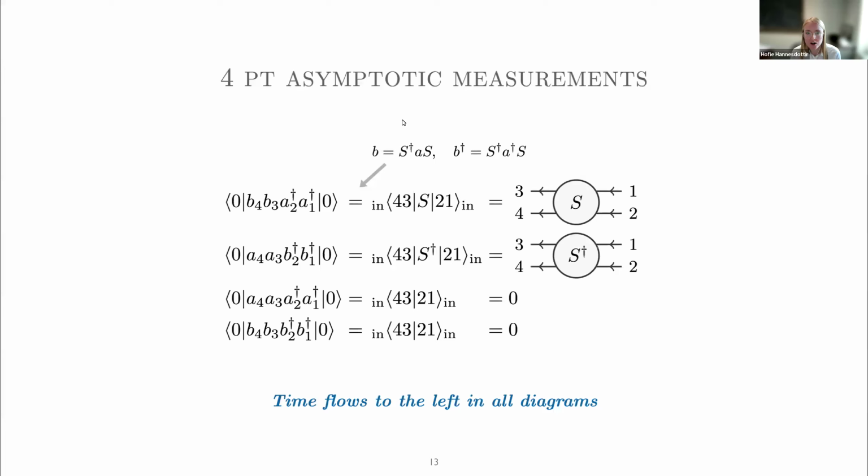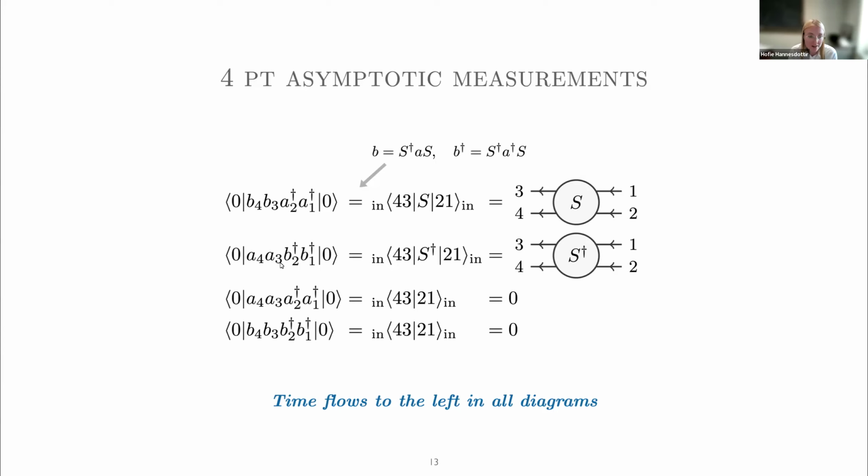And now we use our axioms that B evolves with the S matrix. And using unitarity on this side, we actually get that this is precisely equal to the S matrix for 1, 2 going to 3 and 4. So this might look familiar. We have some past operators that create 1 and 2, and then we have some future operators which annihilate 3 and 4, and that's precisely the S matrix.